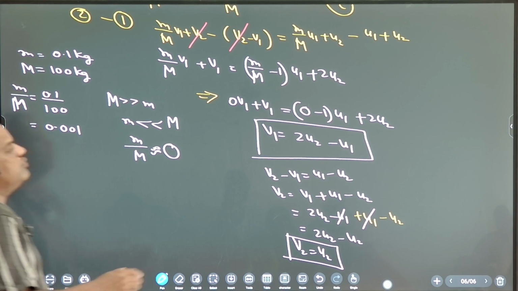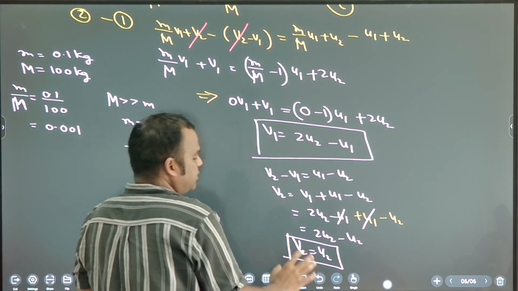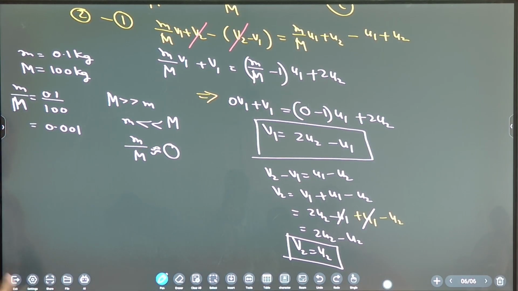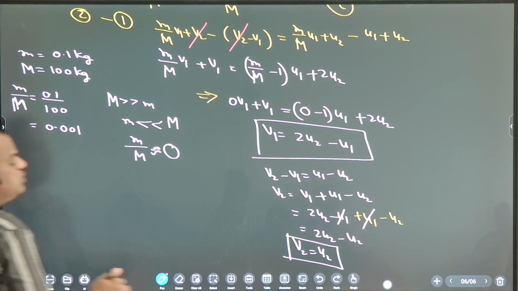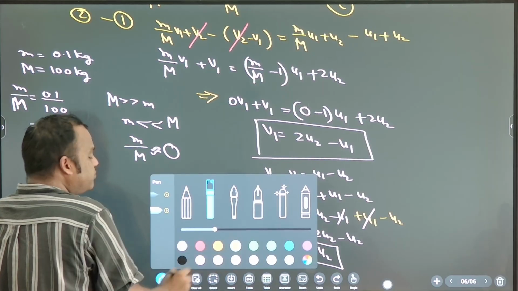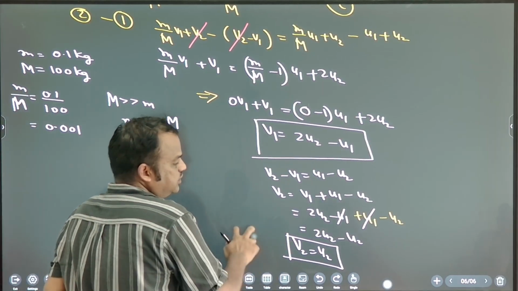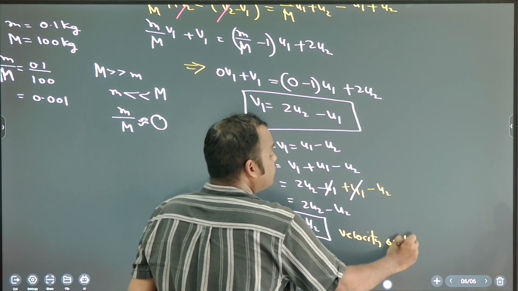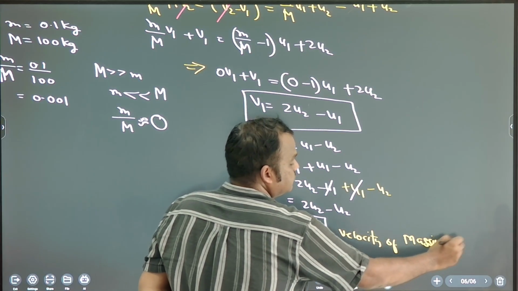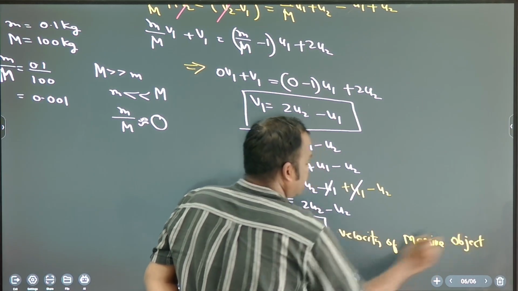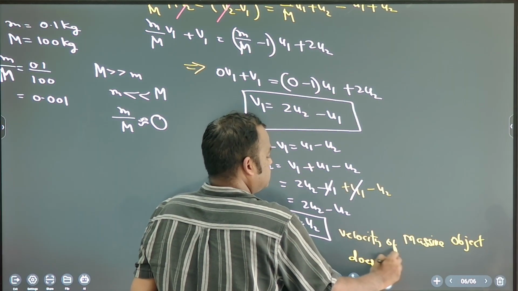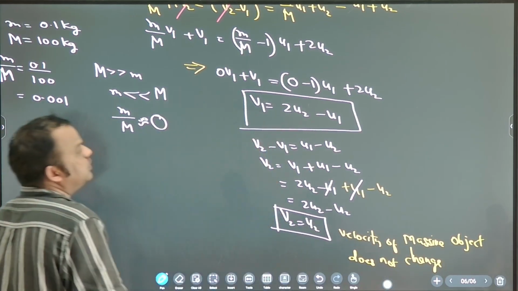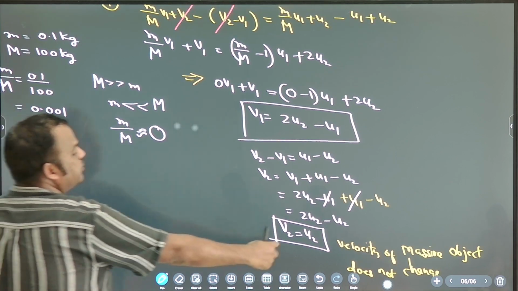Note down. V1 is equal to 2U2 minus U1 and V2 is equal to U2. It means the velocity of the massive object does not change. V2 and U2 are equal.